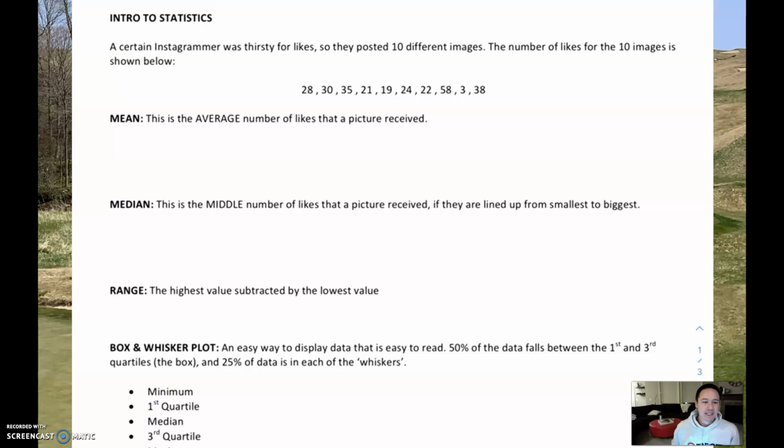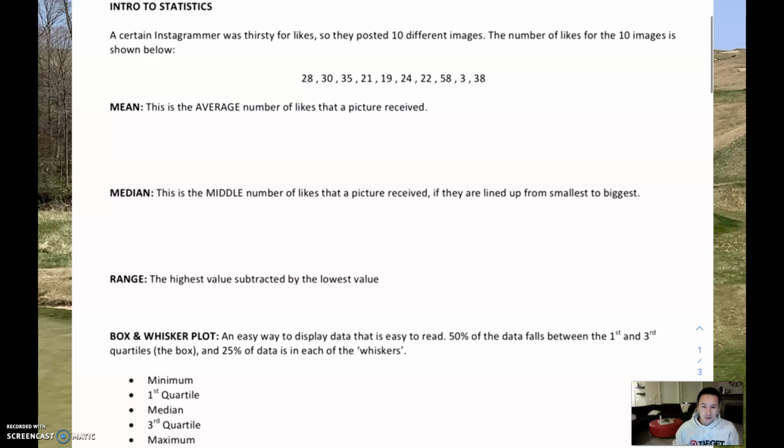First example says a certain Instagrammer was thirsty for likes, so they posted 10 different images. The number of likes for the 10 images is shown below. So first picture got 28 likes, then 30, 35, 21, 19, 24, 22. Then they had one really nice post that got 58. Then the one after that, only 3. And the final one, 38.